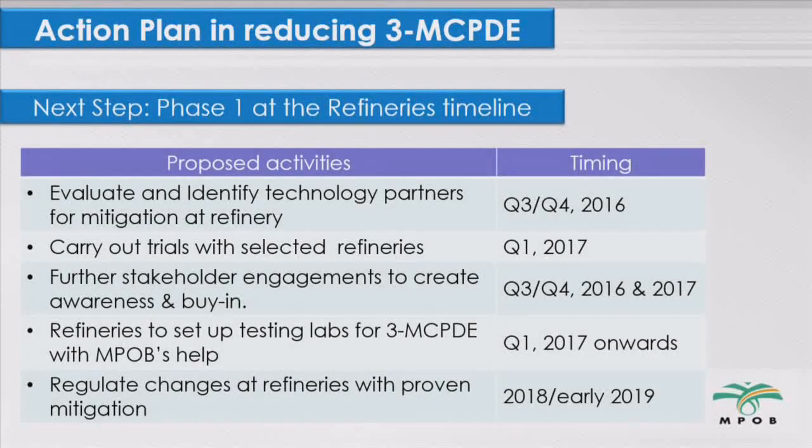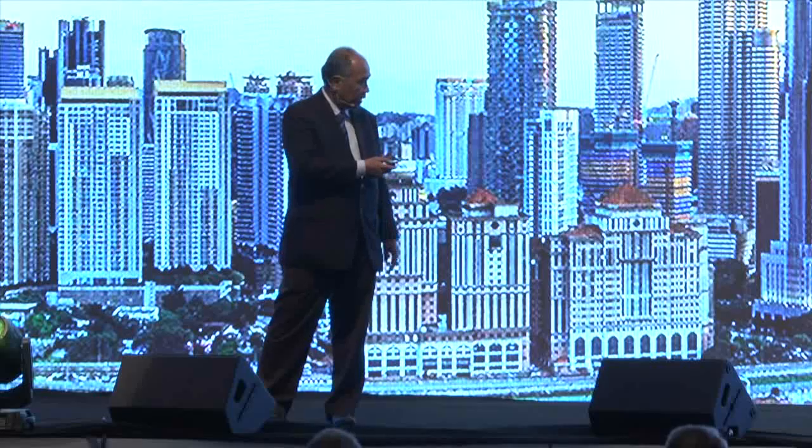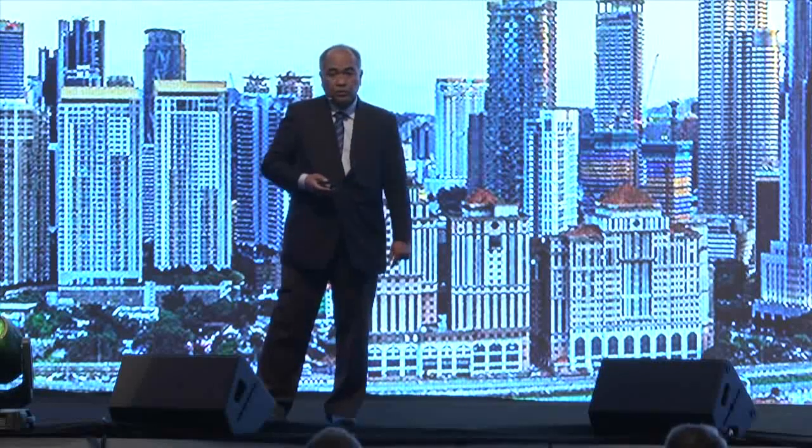Again, this is a proposed activity, and this is the timeline. For example, the immediate action is to find a technology partner, source technologies, and then do a pilot or test run, until we get possible regulatory changes at refineries with proven mitigation measures. So it will take some time, until 2019.